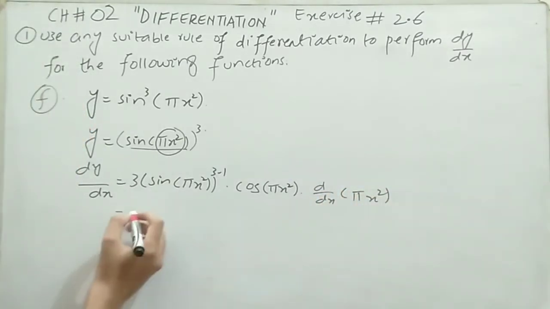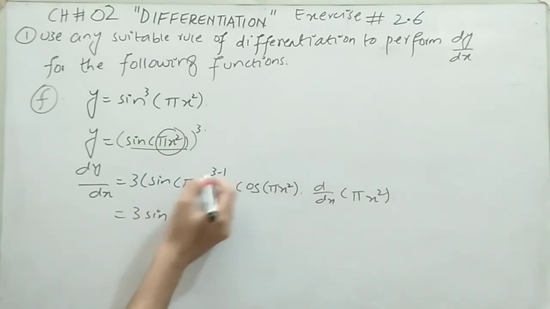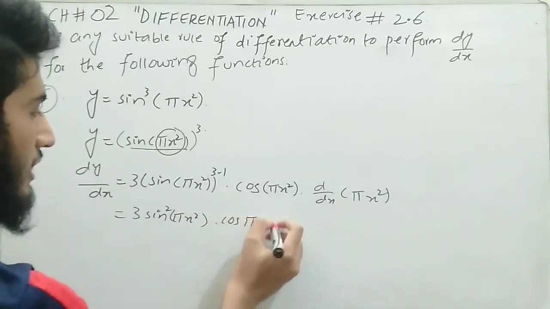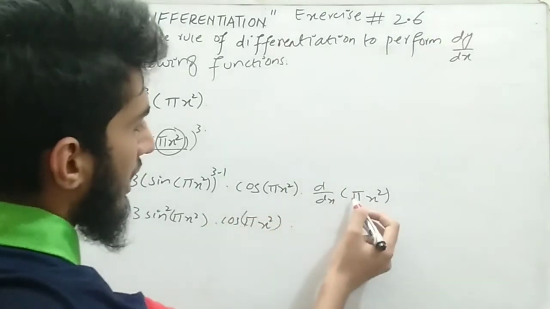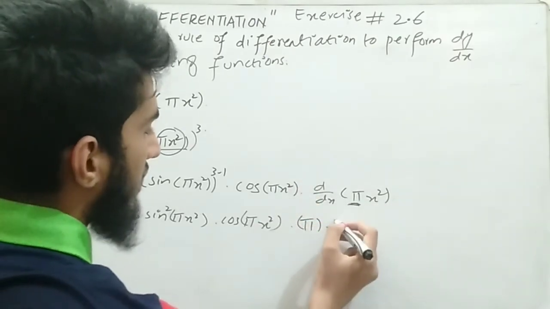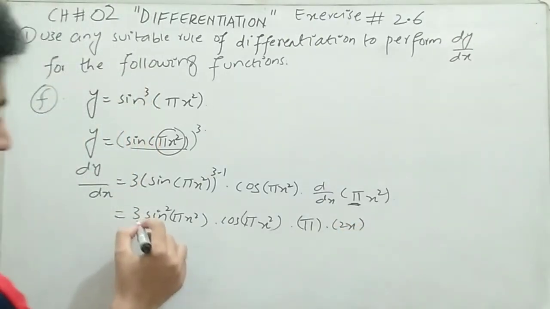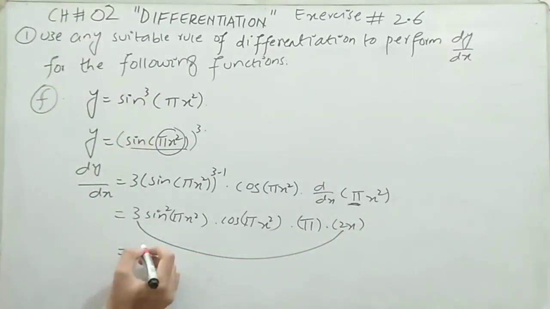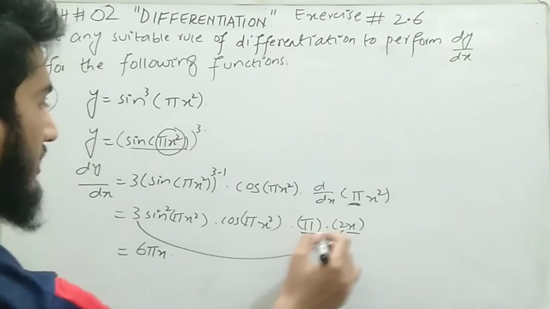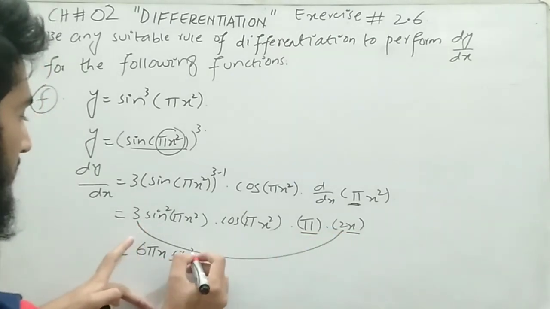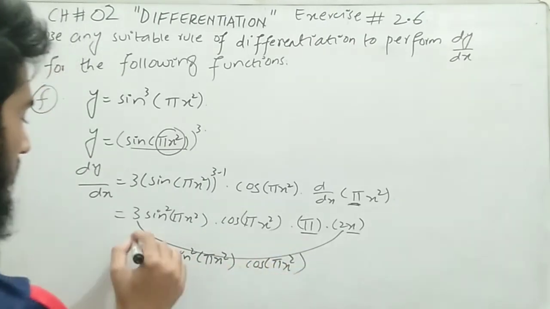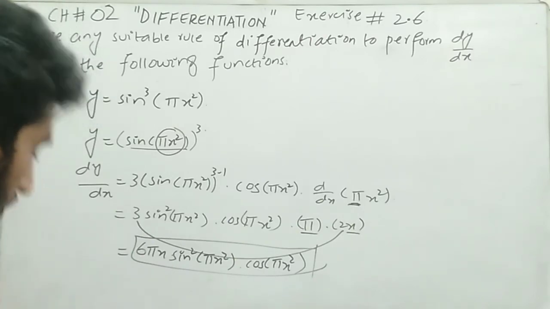So after simplification it becomes 3 times sine square pi x square, cos of pi x square, and then the derivative of the inner function. Let's suppose this pi is a constant, so take it outside, and the derivative of x square is actually 2x. After simplification, 3 multiplied by 2 gives us the value 6, and after this it becomes 6 pi x. We are left with sine square pi x square, and after this just cos of pi x square. So this is the required derivative, and it is a very important part of question number 1.